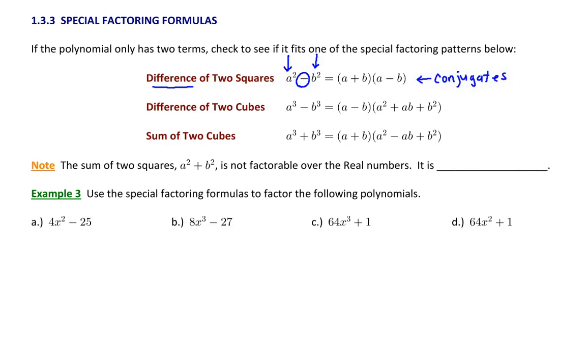The next special factoring pattern for 2 terms is what we call the difference of 2 cubes. So the way we recognize this one is that the first term is a perfect cube and the last term is a perfect cube, and there's a minus in between. Now, the factorization of this one is a little more complicated than the difference of 2 squares. Notice it factors into the product of a binomial times a trinomial.